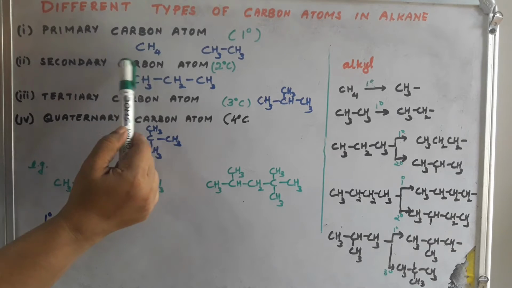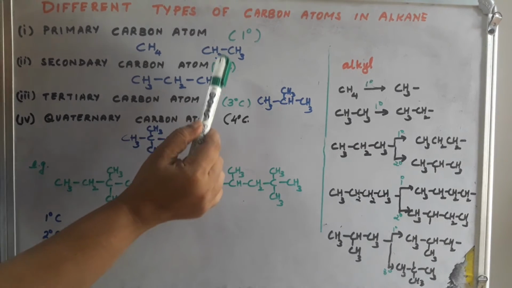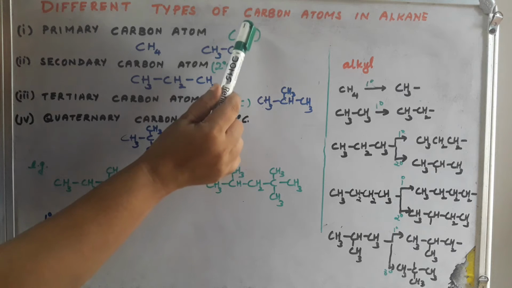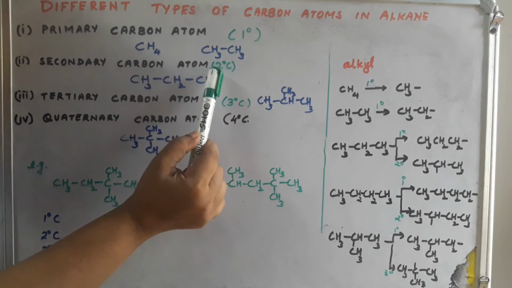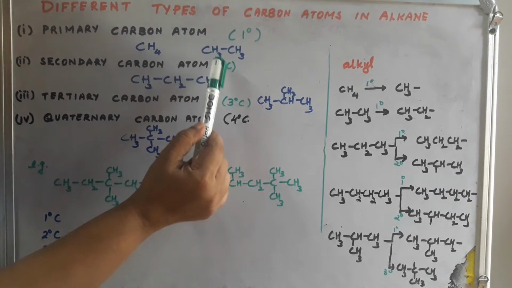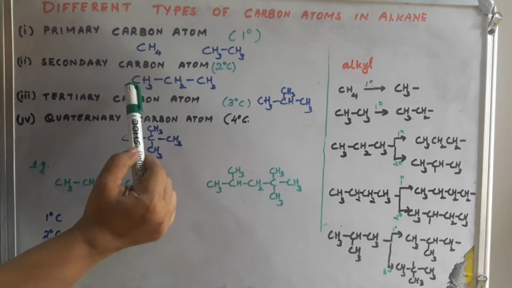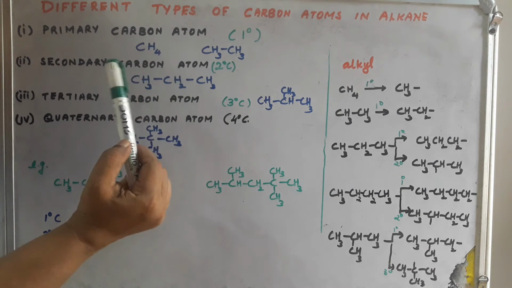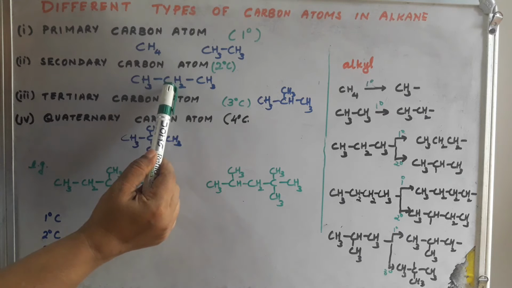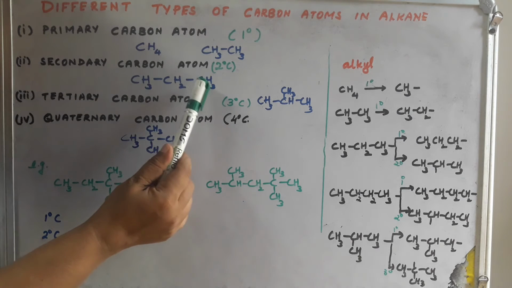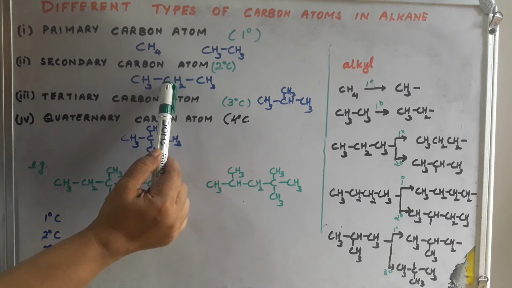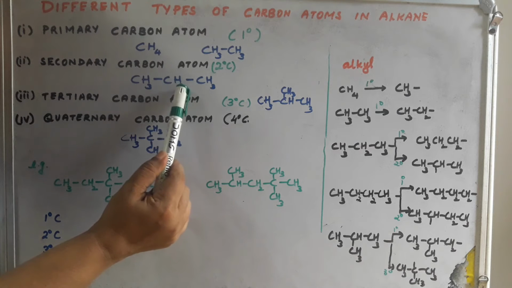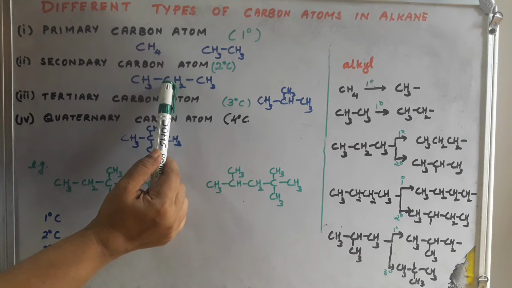Now the secondary carbon atom is the second type. We represent primary carbon by the symbol 1 degree. Then secondary carbon is denoted by 2 degree. A carbon linked to two other carbons is called a secondary carbon. Example, look at this carbon. It is linked to one carbon this side, another carbon to this side. So this is called a secondary carbon atom. And the hydrogen which is connected to a secondary carbon is secondary hydrogen. So there are two secondary hydrogens on this carbon.